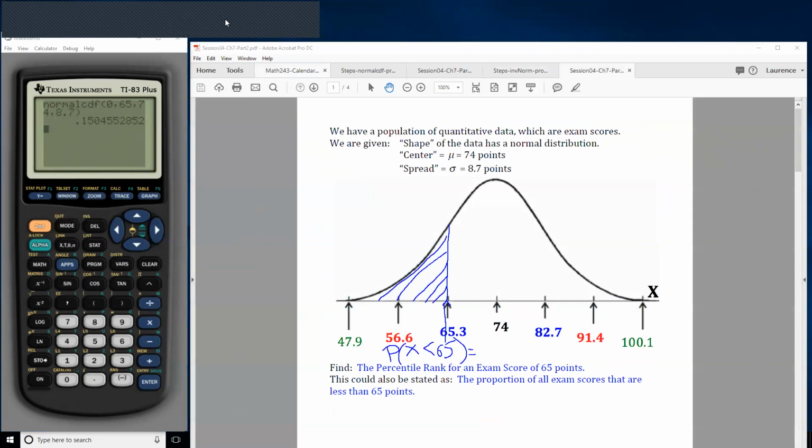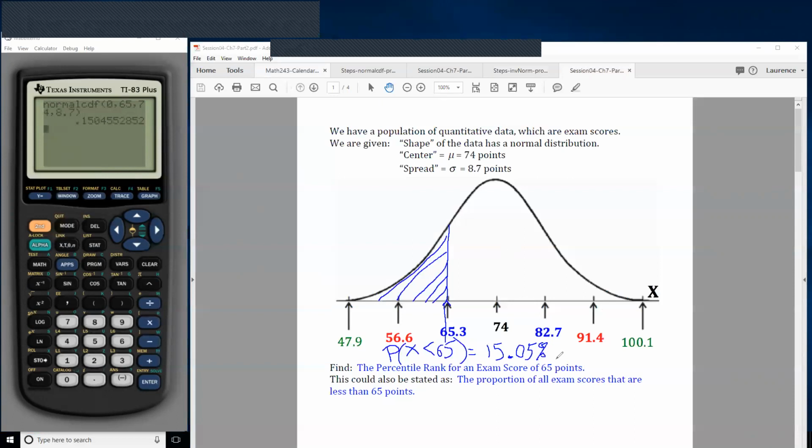Get my annotation tool up. So I'll say 15. Now, if you want to round off, you could say 15%. That's a percentile, but maybe you want to be a little more accurate, so you'll say 15.05%. So it's about at the 15th percentile, because 15% of this population is below 65.